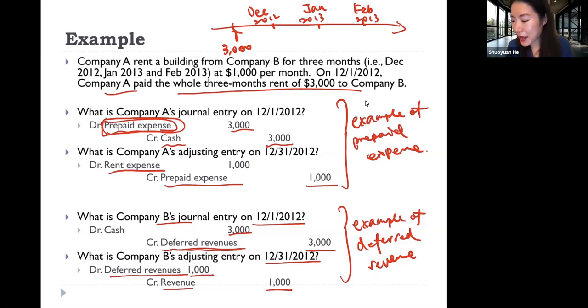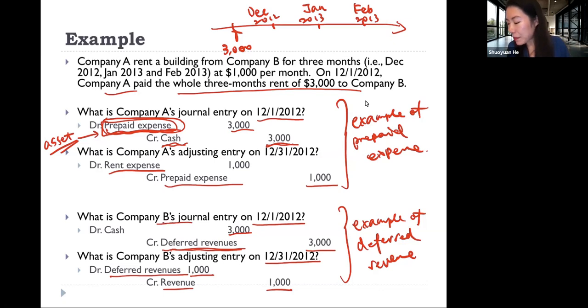So prepaid expense, that is an asset account. For firm A, on December 1st, cash decreased 3,000, but another asset increased by 3,000. So assets don't change. At this time, prepaid expense is not an expense because the company hasn't really incurred any expense yet. So it cannot record it as an expense, but the company has paid that money. So this prepayment is an asset for the firm.